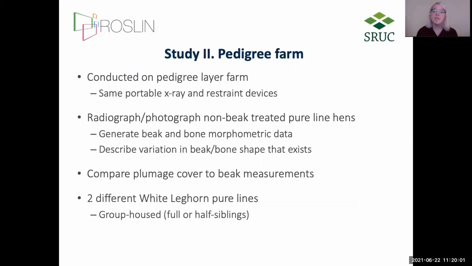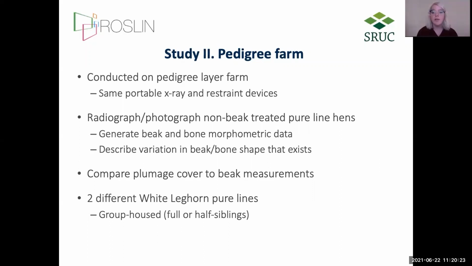And so from my repeatability study, I found that yes, landmarking the images was repeatable and that the highest source of variation was coming from the bird. And so this led to my second study, which was conducted on a pedigree layer farm. So the objective was to image pure line hens in order to generate beak morphometric data and then describe the variation in beak and bone shape.